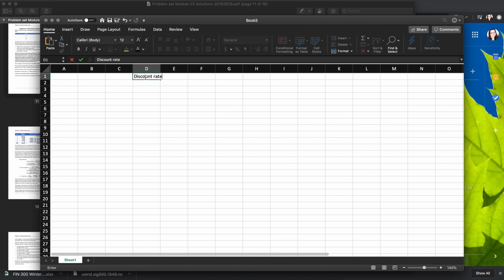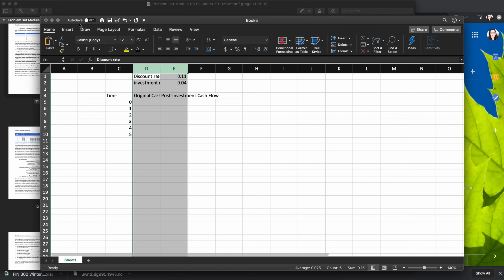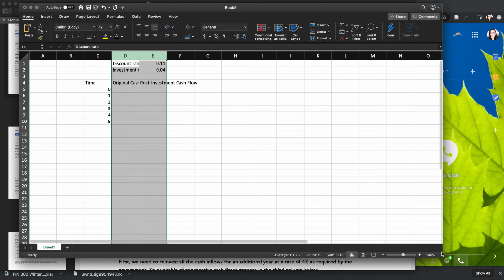We have a discount rate of 0.11. We have an investment rate of 0.04. Our time is 0, 1, 2, 3, 4, 5. We have, let's call this original cash flow. And let's call this post-investment cash flow.